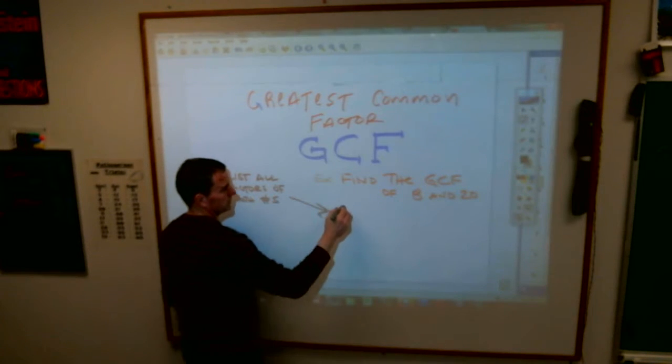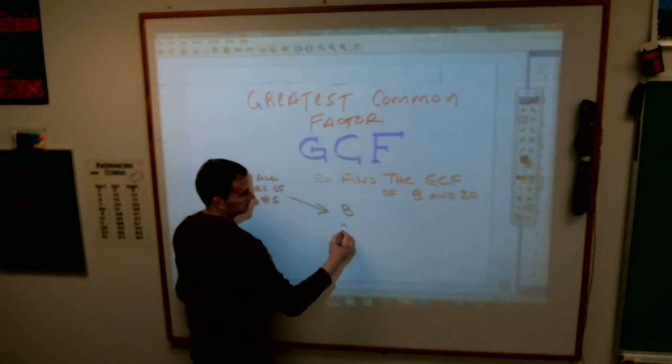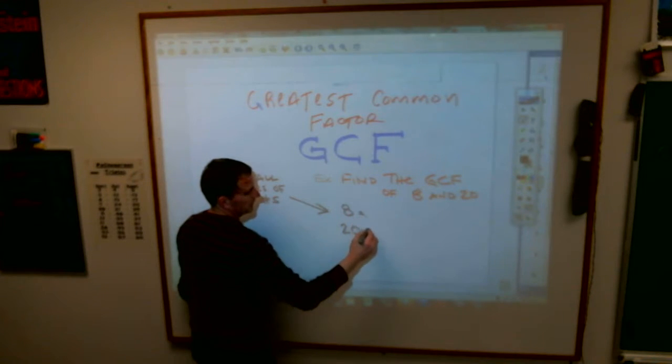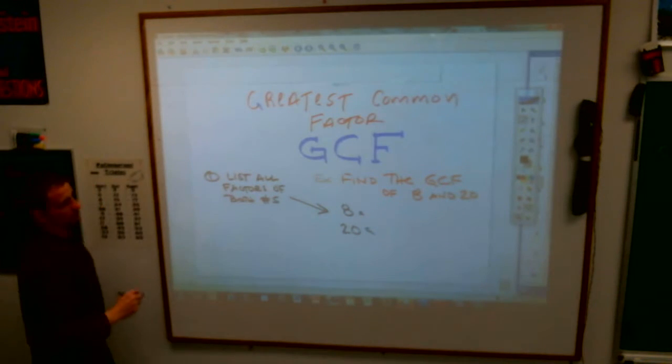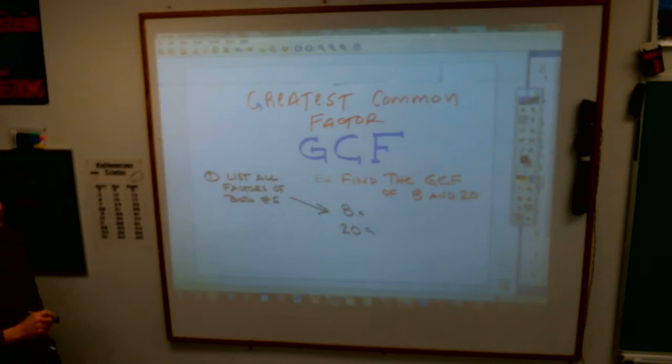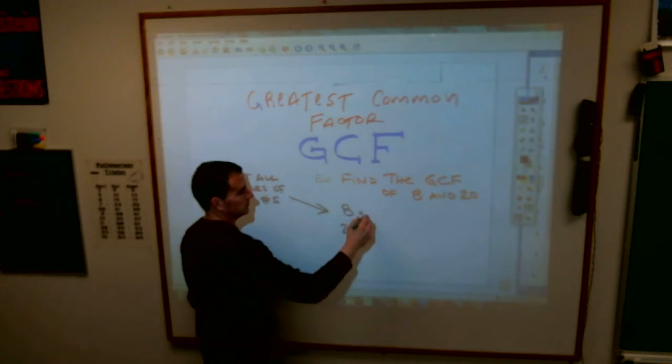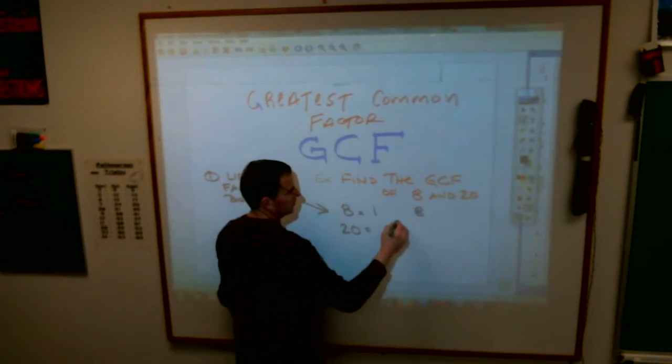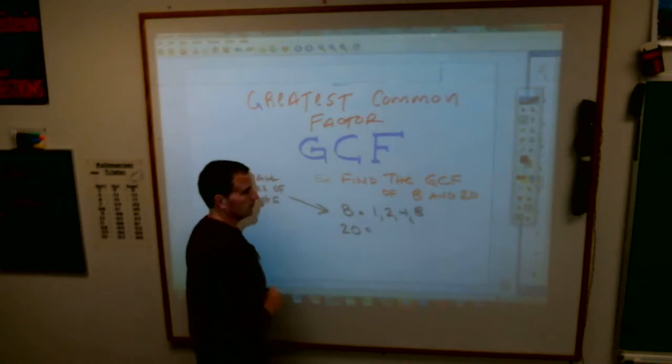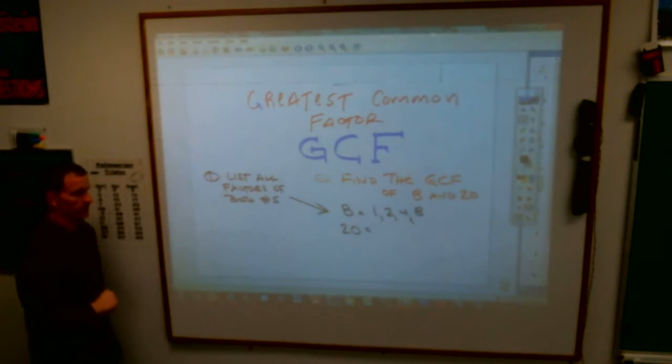So you're going to have to do this. Write down the number 8, and down the number 20. And then list all factors of 8. What times what can you get 8 with? Well, you can either have 1 times 8 or 2 times what? 2 times 4. So those are all the factors of 8.